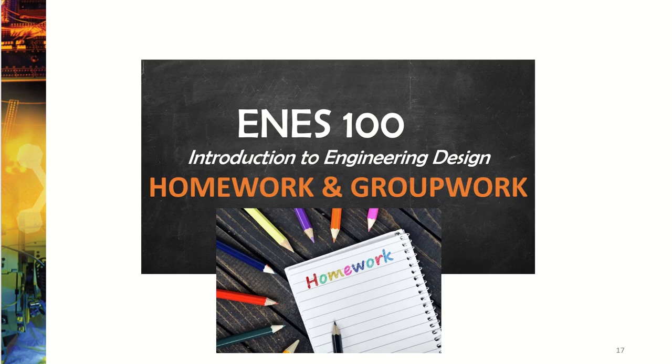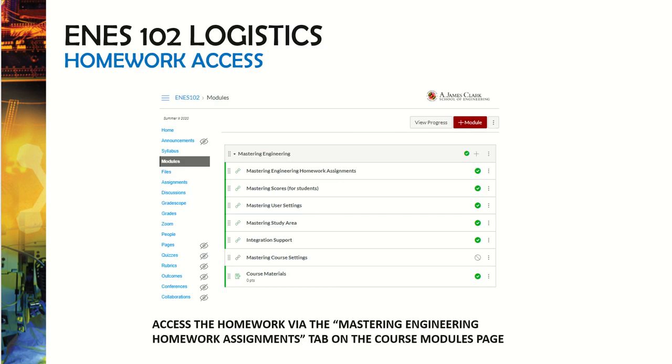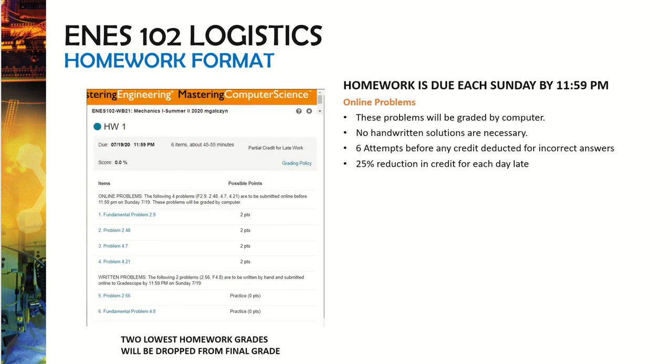Let's talk about homework and group work now, and what the format and how to submit these problems. So accessing the homework is easy and can be done on our Elms page by looking at the module section. If you then click on the Mastering Engineering Homework Assignments on the linear table, you'll be able to see the following. Each homework has already been created and will time release at the start of each week. Homework is comprised of two things: online problems and written problems.